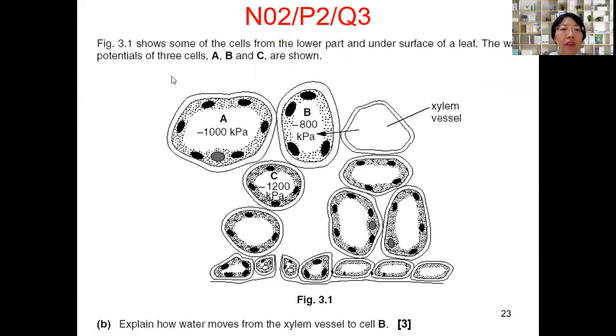So next past question. So this is a figure which shows the lower region of the leaf. So you have the palisade mesophyll cells, xylem vessel, and then the lower epidermis. So the question asks a student to explain how water moves from the xylem vessel to cell B. So from here, the xylem vessel is filled with water, how does the water move from the xylem vessel into cell B? Altogether 3 marks. So who wants to try? Chloe?